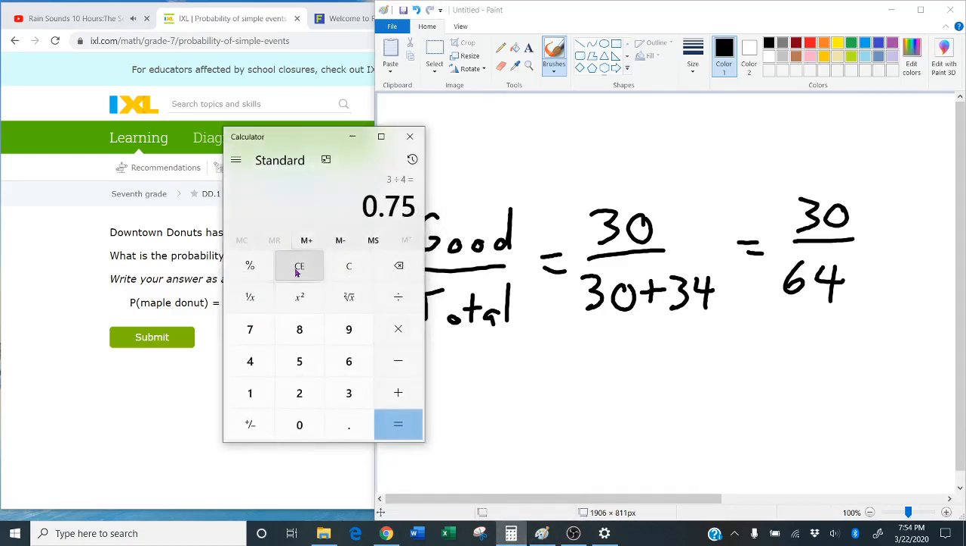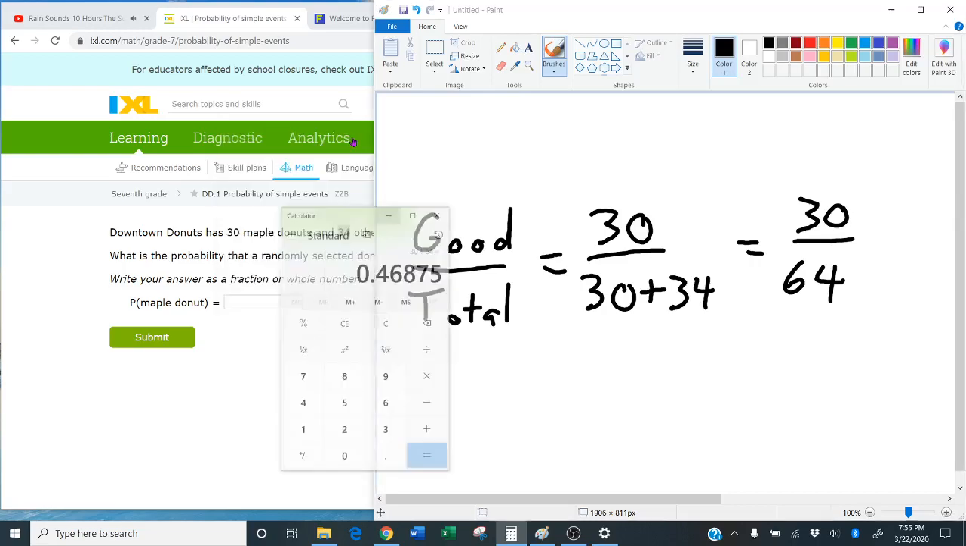So, in other words, it's not asking me to do this, but I'll do it anyway. If I do 30 divided by 64, I get about 47%. If I round, that'll be about 47%, which again is a little bit less than 50%.